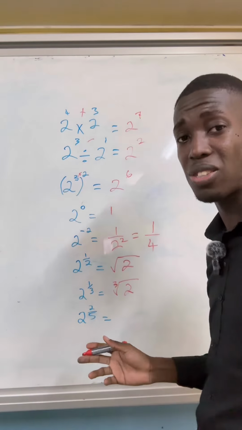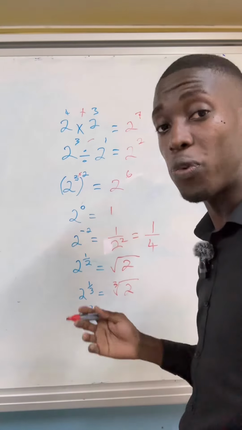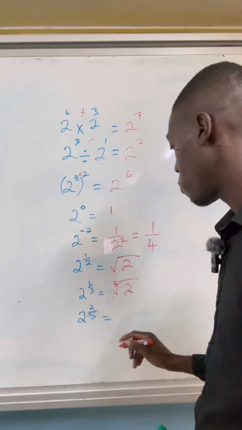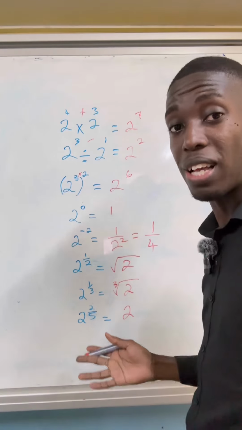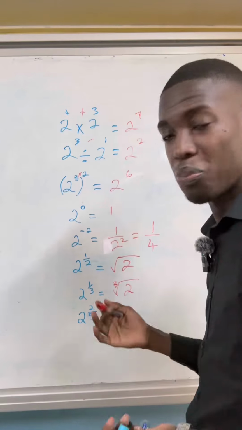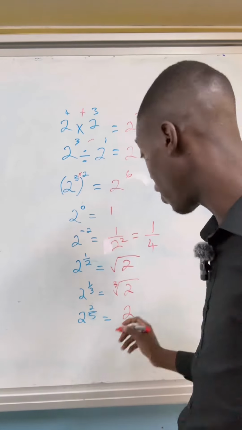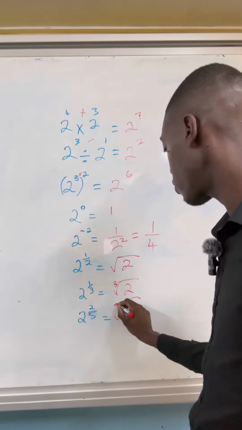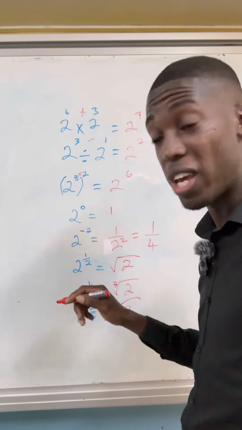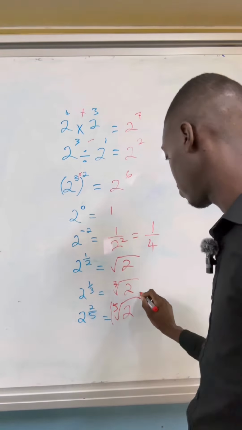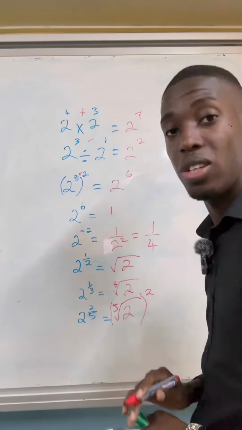And in the last case, we have 2 raised to 2/5, right? So we're going to write back the 2. Remember, the denominator tells us what root we should find. We're going to find the 5th root of 2, right? And then we're going to square the entire thing. So that's it.